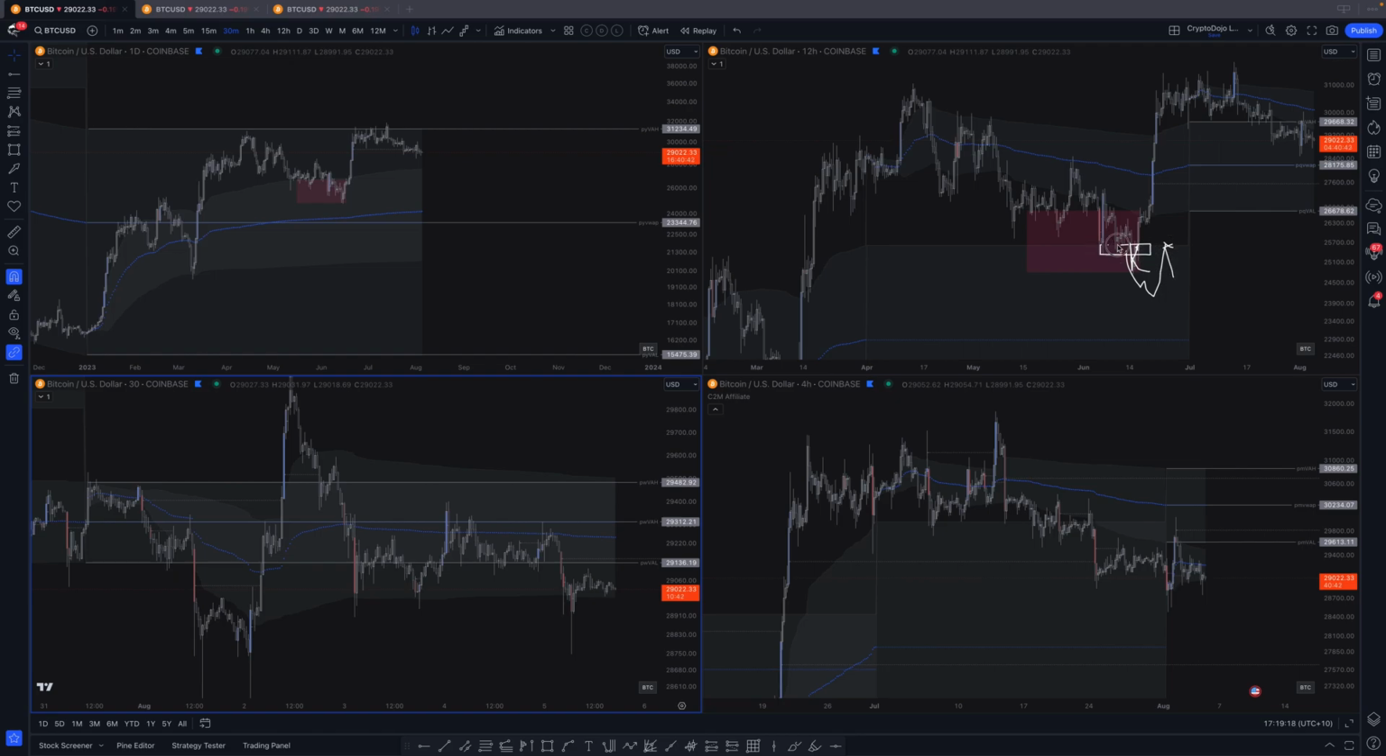Shorting the lows is never a good idea. Obviously, you've got this rule 4 that had happened here, then you'd just be sitting tight until you saw something like coming up into here.